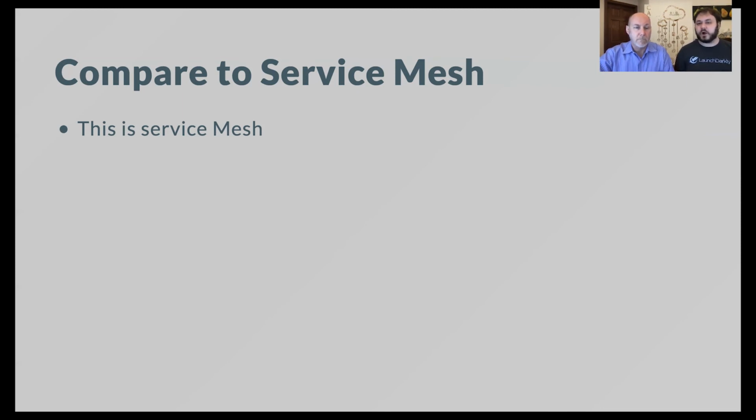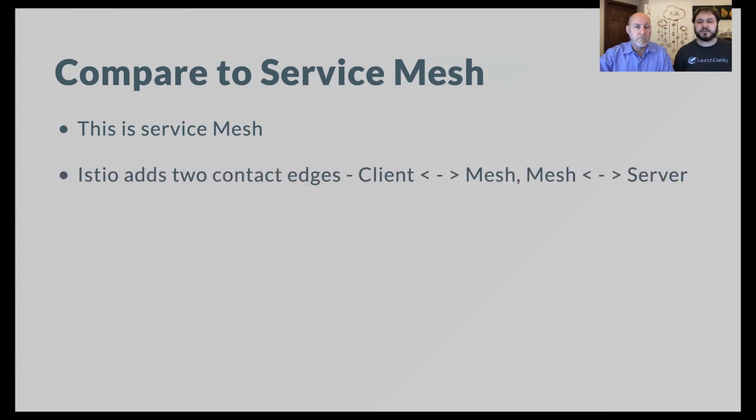Not that that's wrong for applications, but if you're designing an application, design it from the get-go with all of this. Compared to Istio, this has a lot fewer contact edges. Istio adds rate limiting and metrics for connections in the middle, but there are two major contact edges that Istio adds, between your client and your mesh, and between your mesh and the opposing server, that are frequently a source of debugging problems.